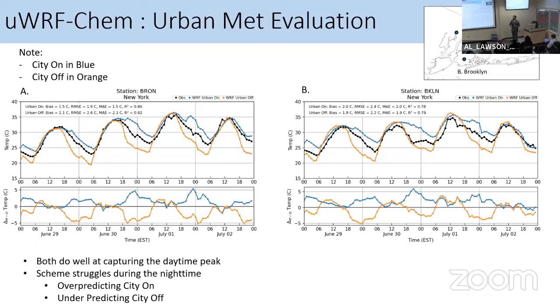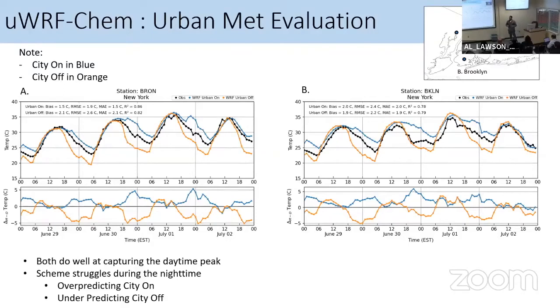So here are my first results. Here are just two stations in the city. One is the Bronx and one is Brooklyn. And I just want to highlight that if you look at the statistics, the urban run, in this case, is doing better tackling the peaks, but there still needs to be some work done for the nighttime, which is hard for both models in general to capture what happens at night.